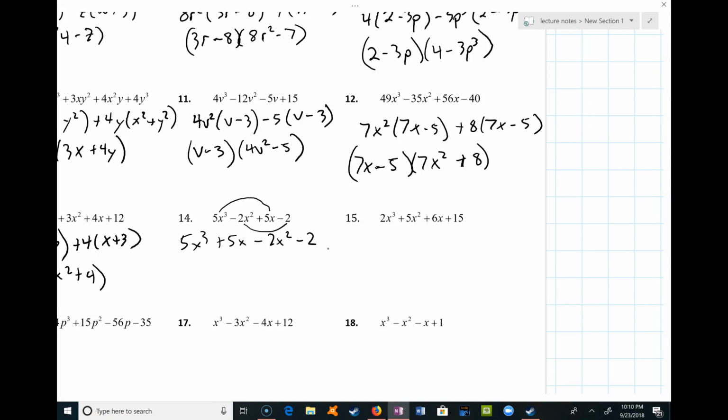So I can switch them around. And now I'm going to factor out of these first two. So if I factor out of the first two, I get 5x, and that would leave me with x squared plus 1. And then the next two, I'm going to factor out a negative 2, and that would leave me with an x squared plus 1. And once again, I say, oh, wow, look at that. They both have a factor of x squared plus 1. So I factor that out, and I'm left with a 5x minus 2.